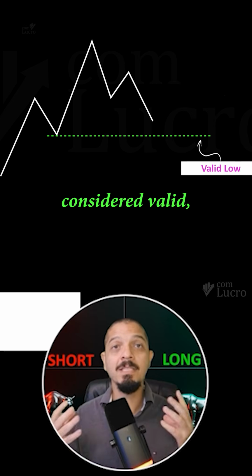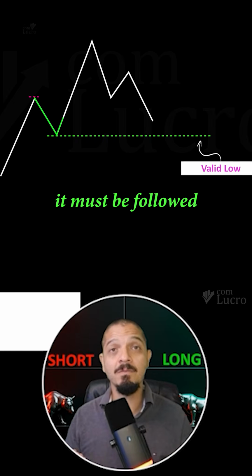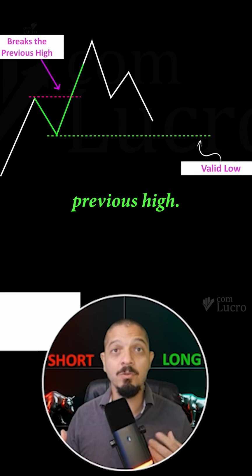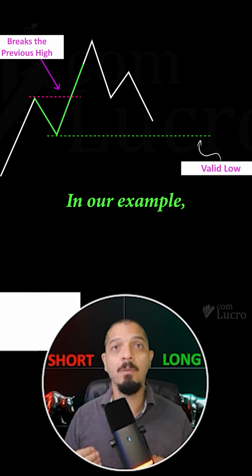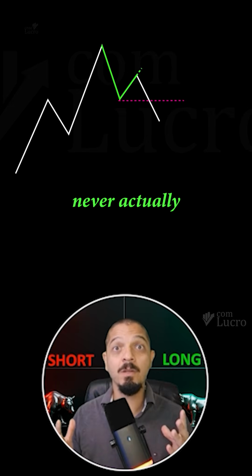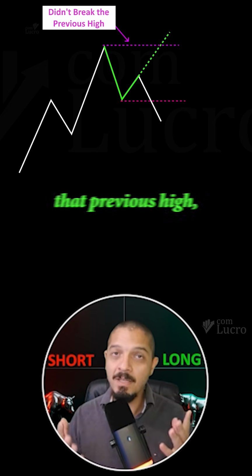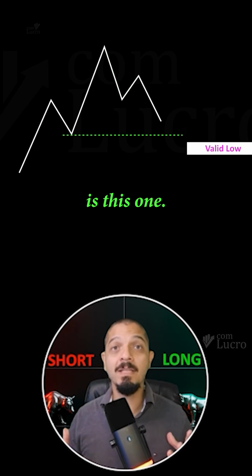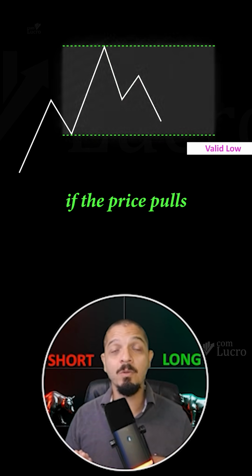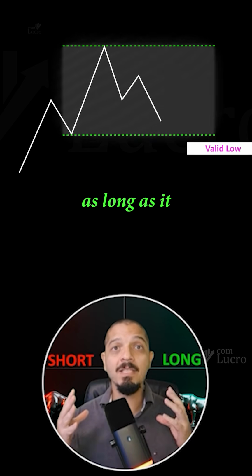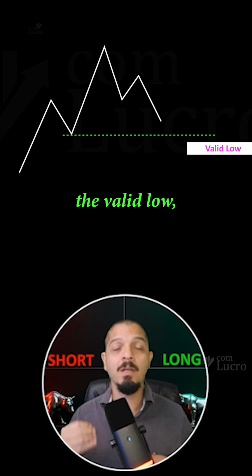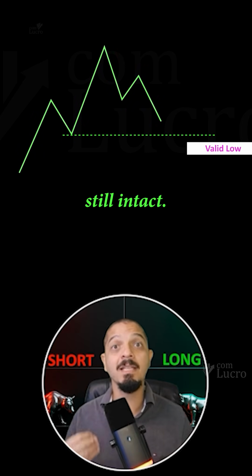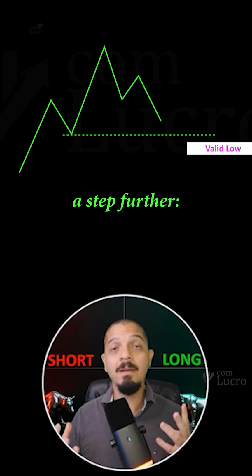For a low to be considered valid, it must be followed by a breakout above the previous high. In our example, the price never actually broke that previous high, which means that low wasn't valid. The valid low is this one. So even if the price pulls back into this area, as long as it stays above the valid low, the uptrend is still intact. Now, let's take this a step further.